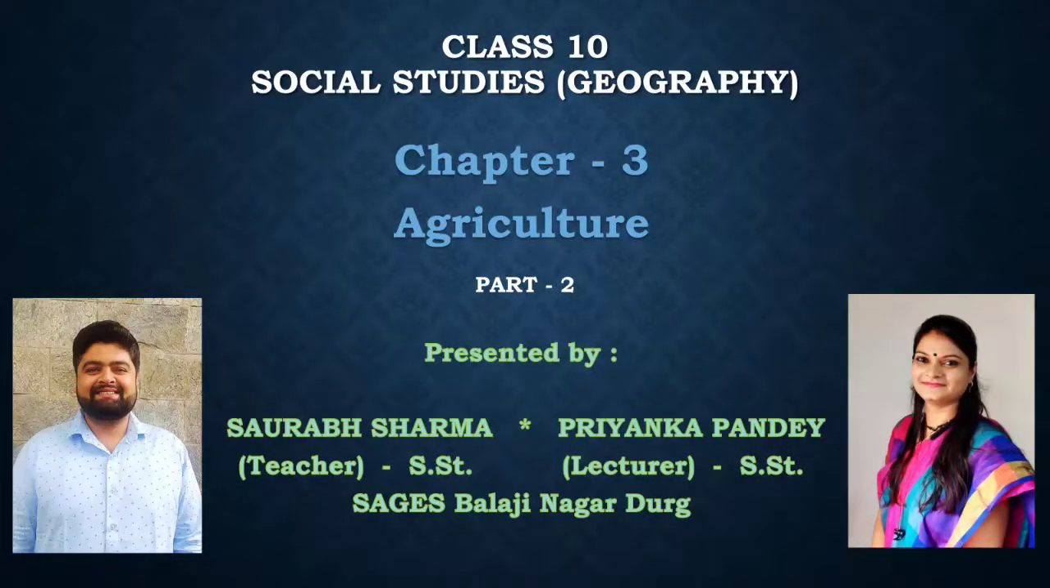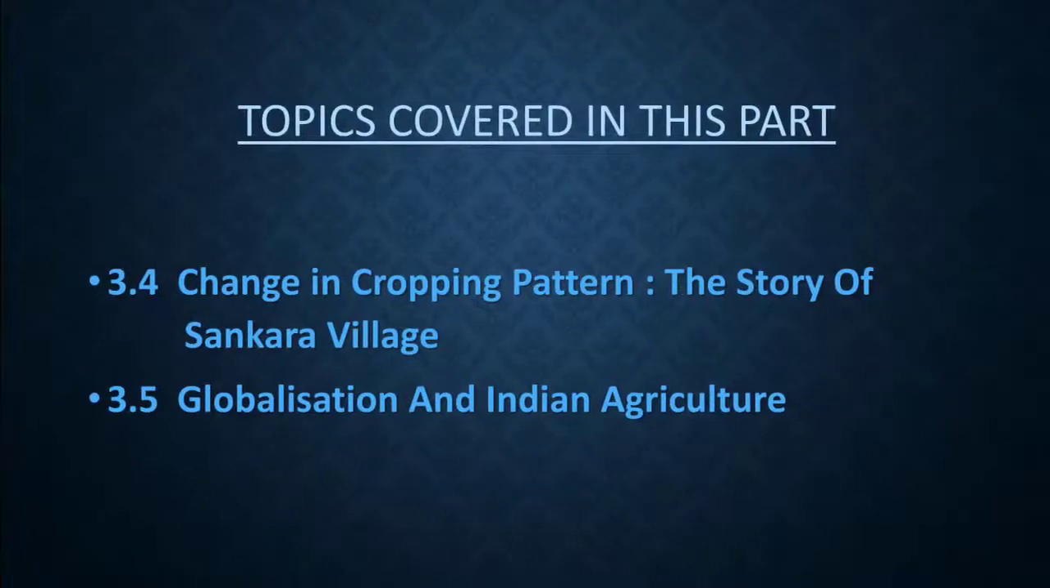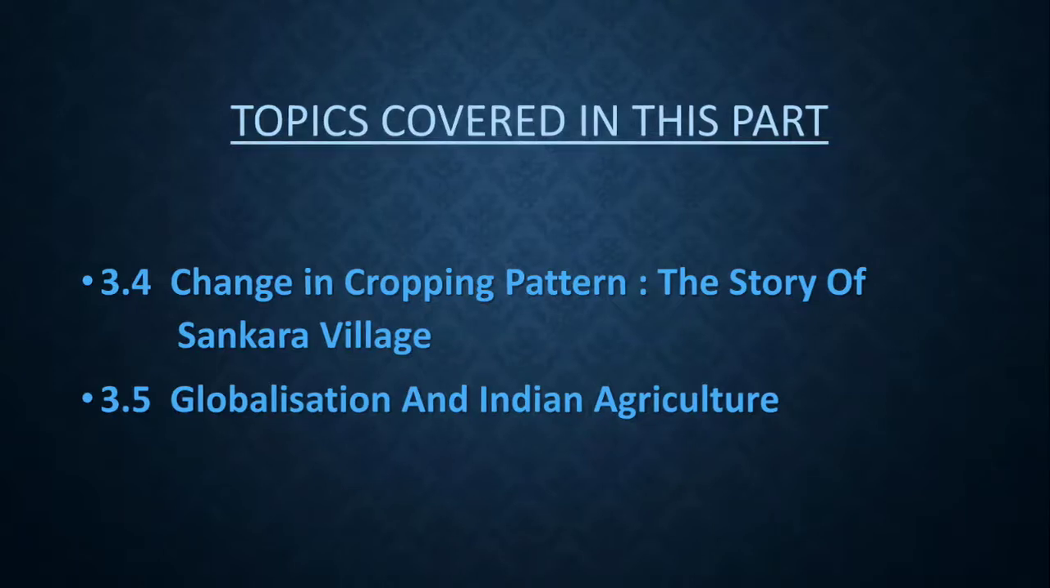Welcome back, students. Today we are going to continue the third chapter of our social sciences geography part, which is agriculture. In this part, we are going to cover the following topics. First is changes in cropping pattern, which includes the story of Sakra village, and the second is globalization and Indian culture, which is overall the fifth topic of this chapter.